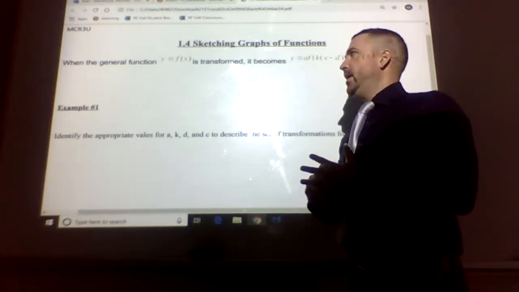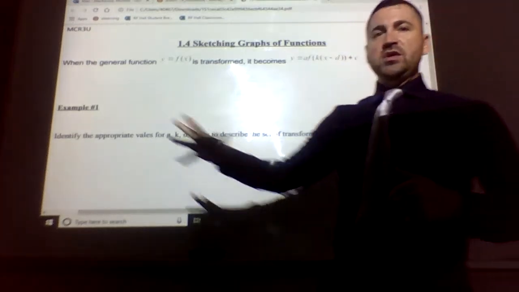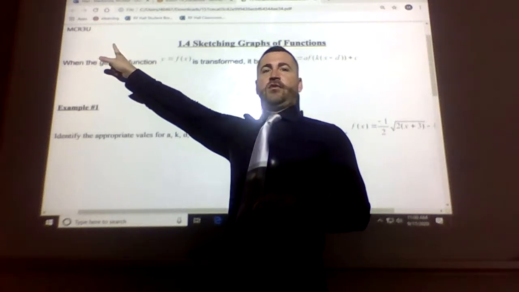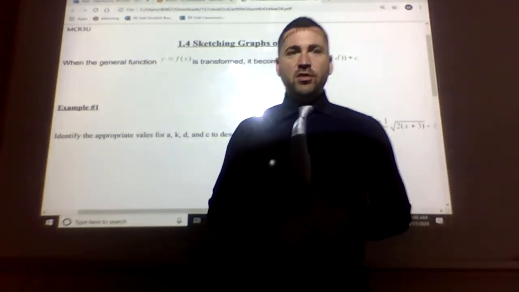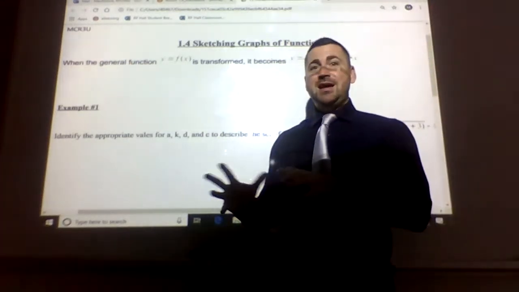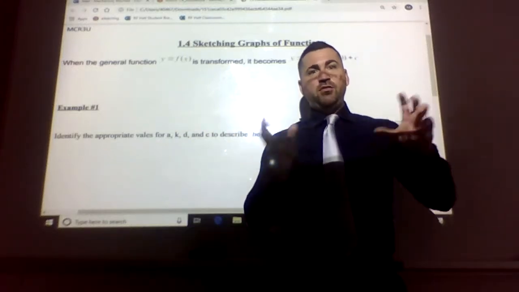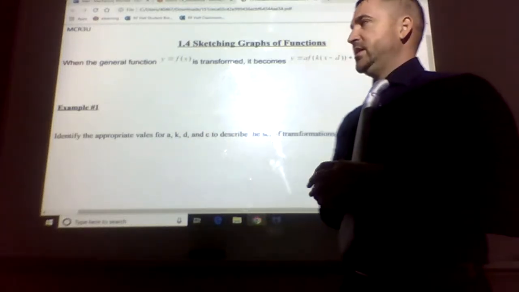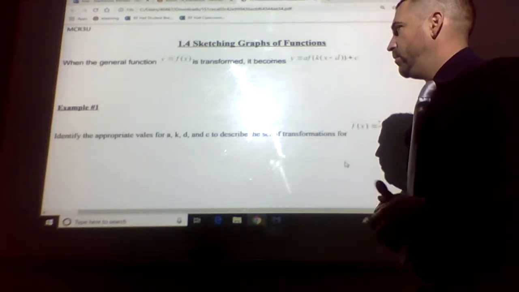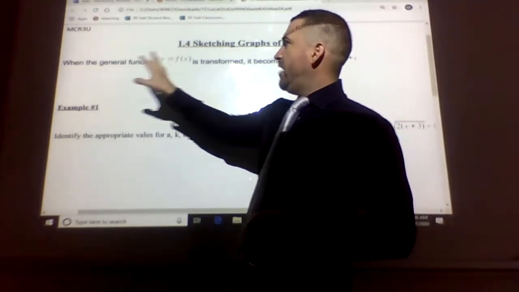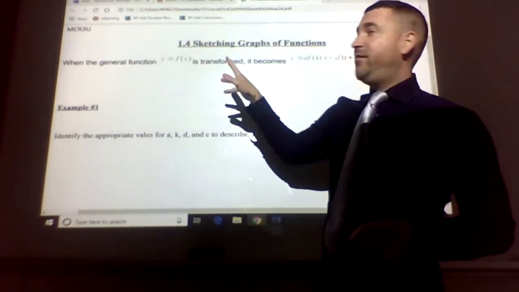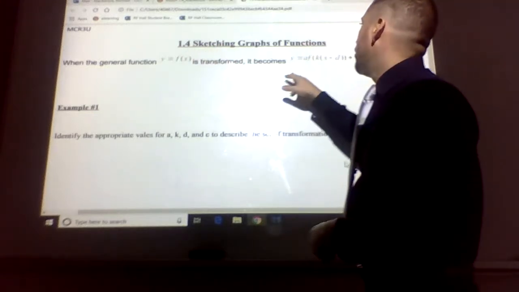Okay, so sketching graphs. You'll notice that if you look at the top left corner, it says MCR3U. It's because I'm using my exact same lesson from 11U for my 12U because the content is the same with a little bit more.